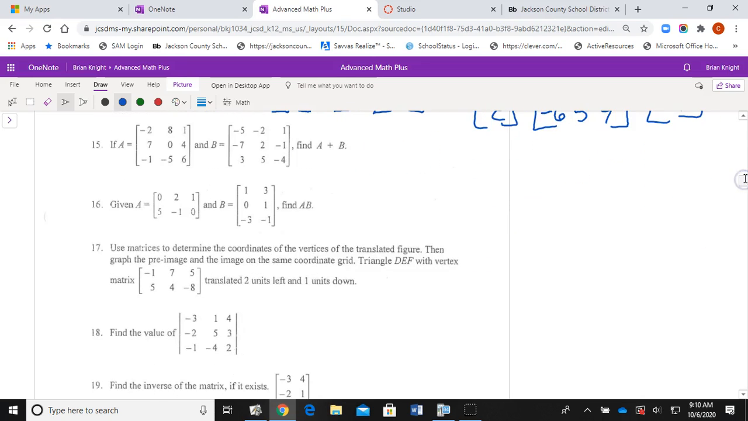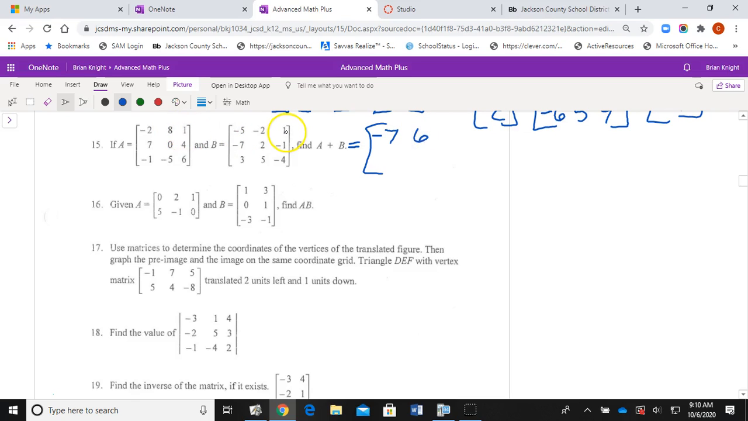The other matrix problems are actually pretty easy. Can you use your calculator on these two? Yeah, but I wouldn't recommend it because 15 is really easy. It's just adding. So you add up the parts. So -2 plus -5 is -7. 8 and -2 makes 6.